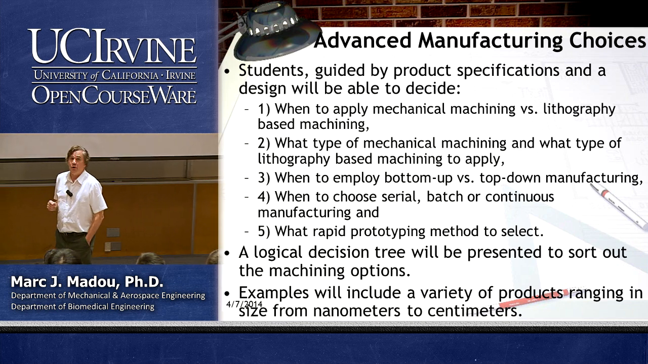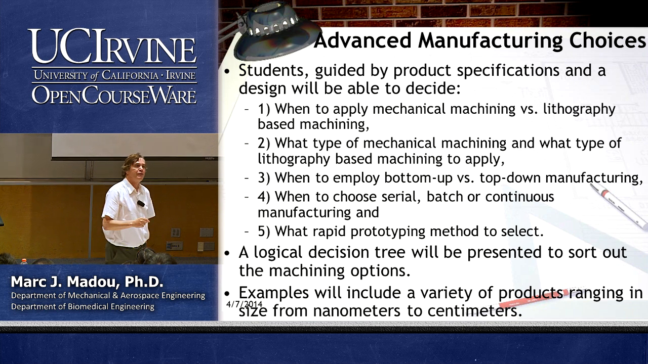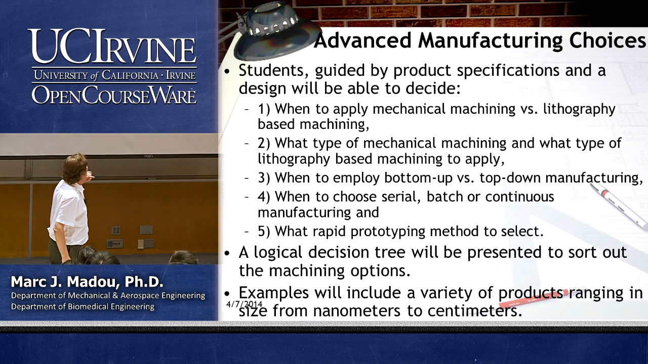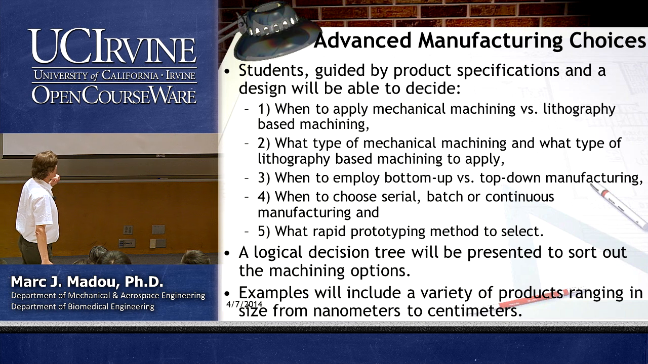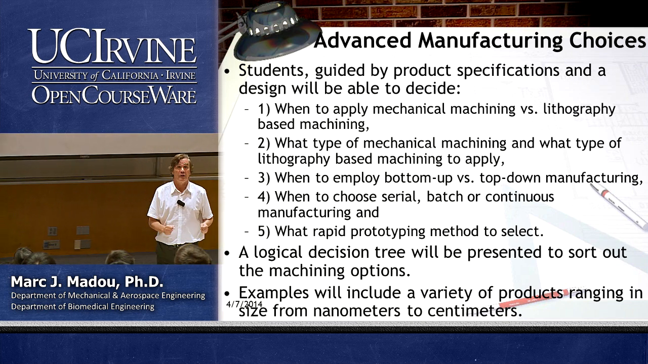Four, and we're going to talk more about that today. It's a very simple introduction, and it's yet another way of categorizing manufacturing, that is, choose a serial, batch, or continuous manufacturing method. Then five, what rapid prototyping method to select. So be there on Monday, because on Monday, that's what we're going to be talking about.